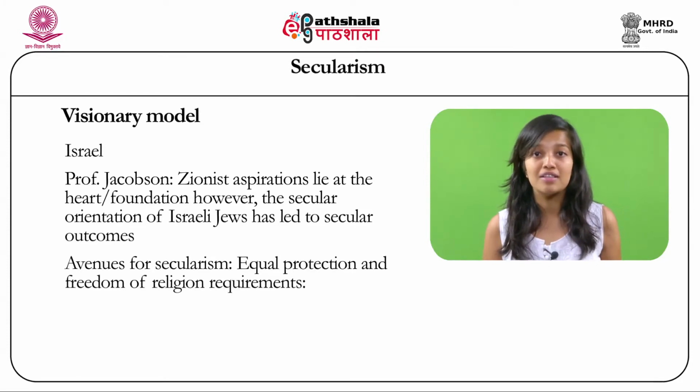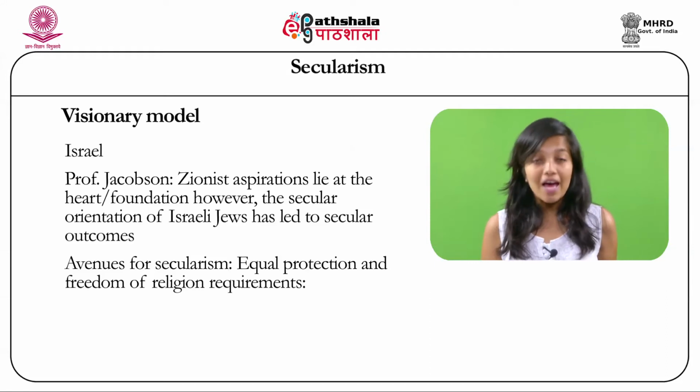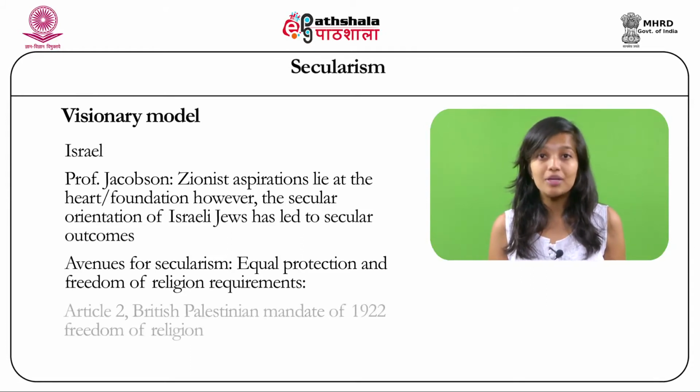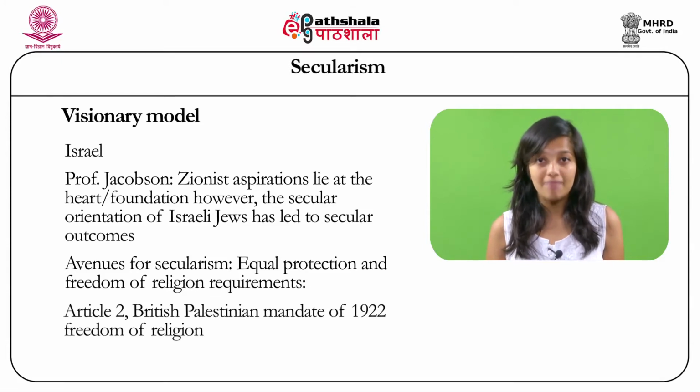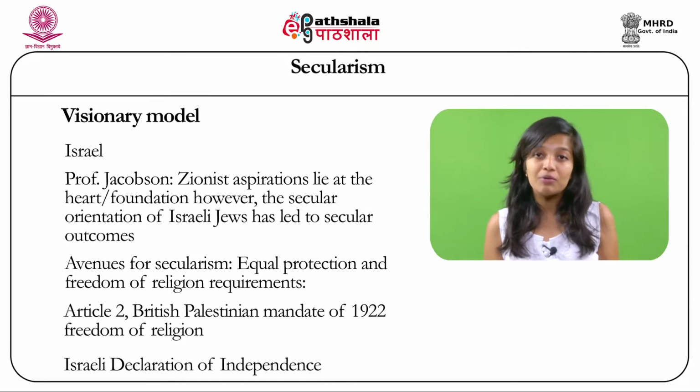These avenues of secularism are created because they do exist despite there being an official religion, equal protections for citizens, and the idea of freedom of religion within the territory of Israel itself. The examples that can be pointed out are as early as 1922, in Article 2 of the British Palestinian Mandate, freedom of religion was provided to all individuals within the territory. And scholars also point to the Israeli Declaration of Independence, which at its foundation also guaranteed the freedom of religion.